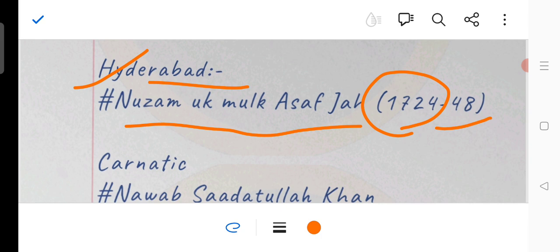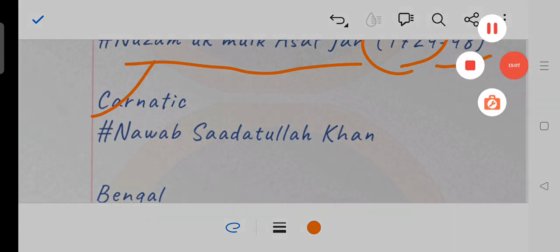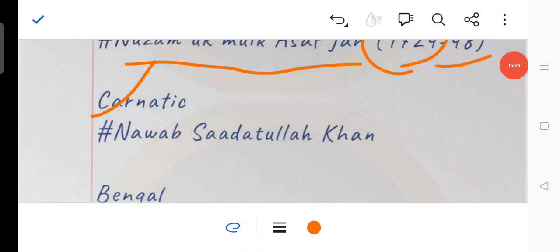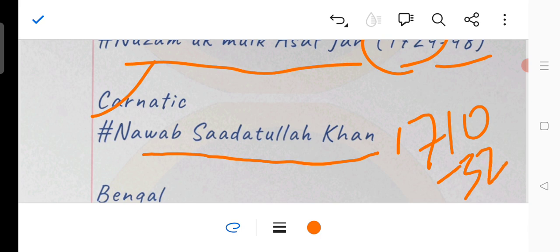Then we see the Carnatic state. How had the Carnatic state formed? The Carnatic state was founded by Nawab Saadatullah Khan in 1710, and he ruled till 1732. And Dost Ali ruled after the death of Saadatullah Khan, from 1732 to 1740.